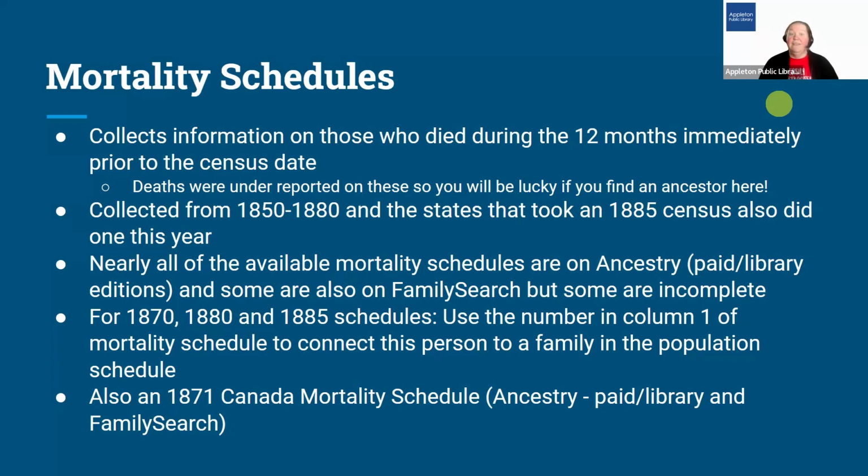So in a lot of cases, before it was legally required to have a vital record. And then the states that took an 1885 census also did a mortality schedule for this year as well. Nearly all of the available mortality schedules are on Ancestry, both the paid and the library edition, and they also have some on Family Search, but they are very incomplete. For the 1870, 1880, and 1885 schedule, there's this really helpful number in column 1 that will help you connect that person to a family in the population schedule.